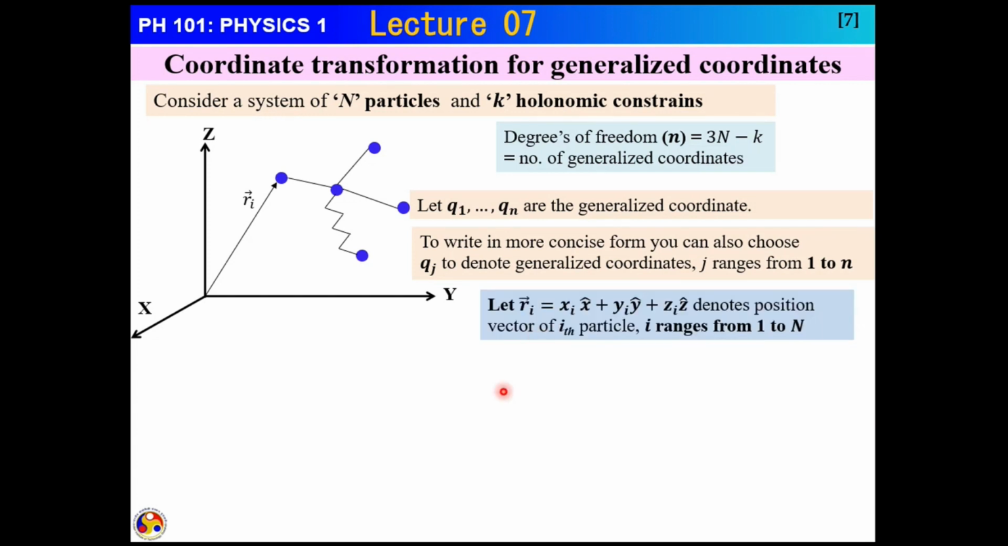Now, this vector in Cartesian coordinates can be written as xi x cap plus yi y cap plus zi z cap. So this denotes the position of the ith particle, and i ranges from 1 to capital N, right? We have capital N particles.